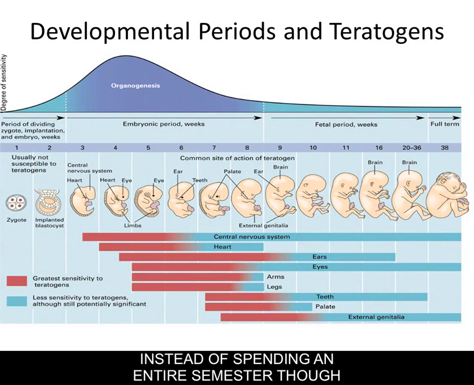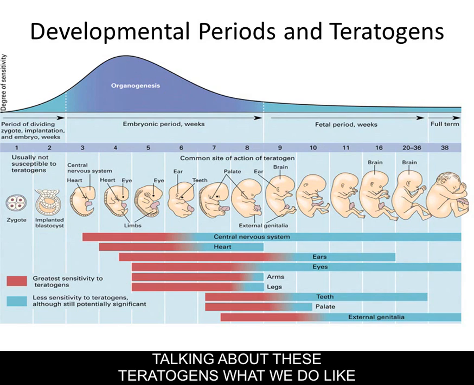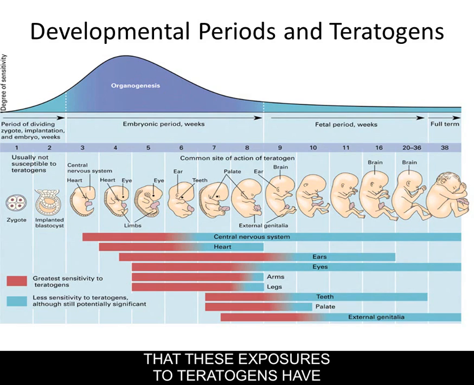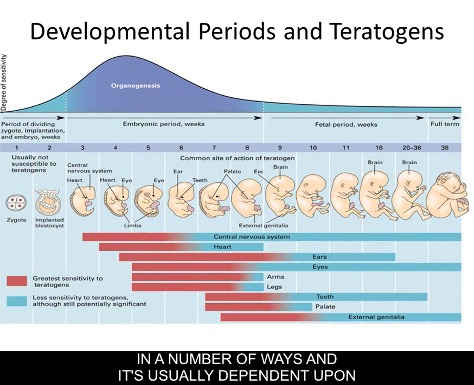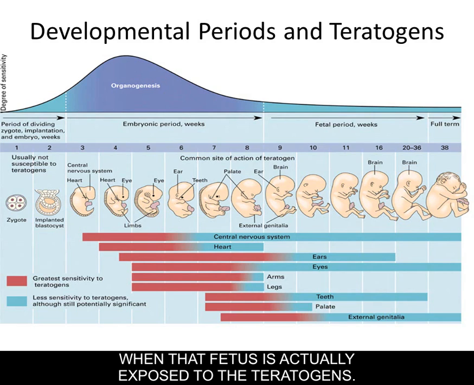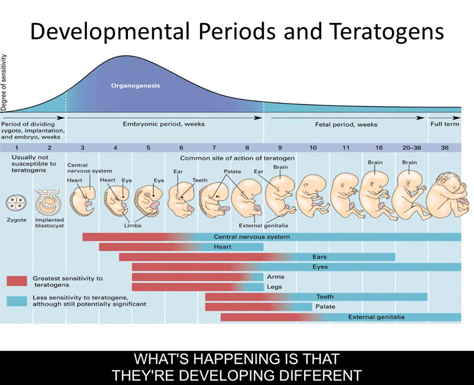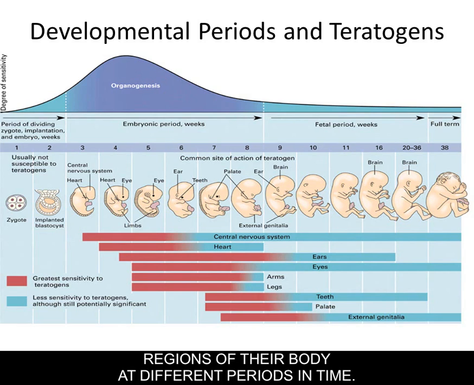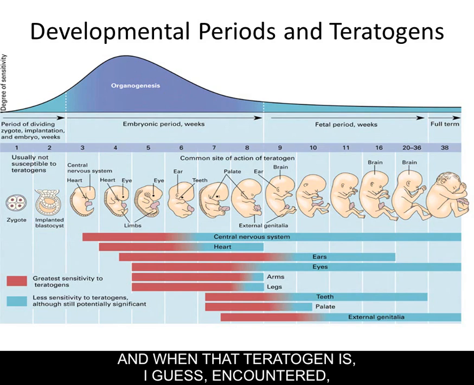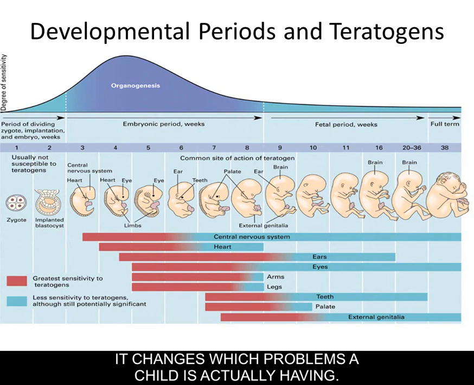Instead of spending an entire semester, though, talking about these teratogens, what we do like to often reference is the fact that exposure to teratogens has an impact on us in a number of ways, and it's usually dependent upon when that fetus is actually exposed to the teratogens. And that's because when a fetus is in the parent's womb, what's happening is that they're developing different regions of their body at different periods in time. And when that teratogen is encountered, it changes which problems a child is actually having.